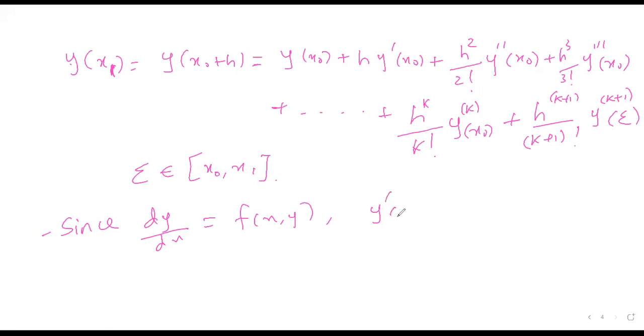Okay, y dash x naught, which is equal to what? So I can put f of x naught, then y of x naught, which is equal to f of... sorry, it's not a dash. So dy over dx equals f of x comma y. So at the initial point, y dash equals f of x comma y, so I can put f of x naught and y of x naught, which we can write as y naught.